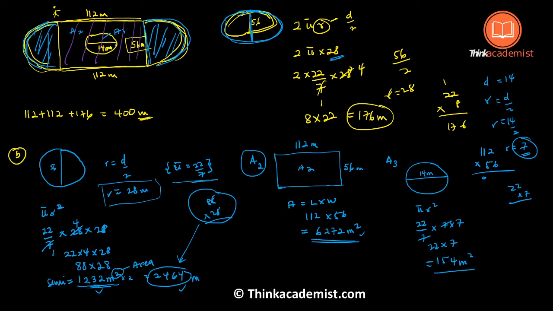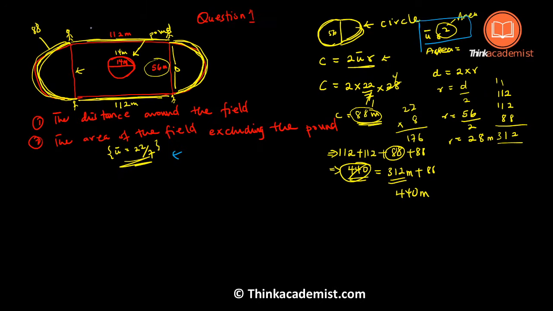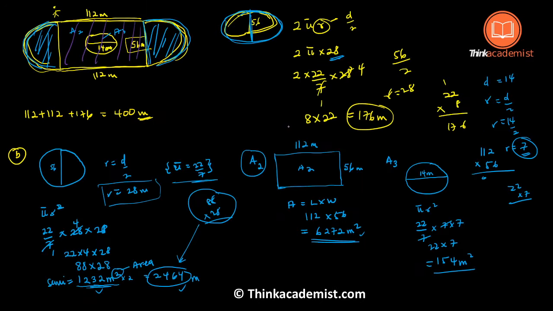area for the pond. Why the pond? Because the question stated that we should find the area of the field excluding the pond. Now, excluding the pond basically means that when we add this area 1 and then this area 2, it will give us this full shape.